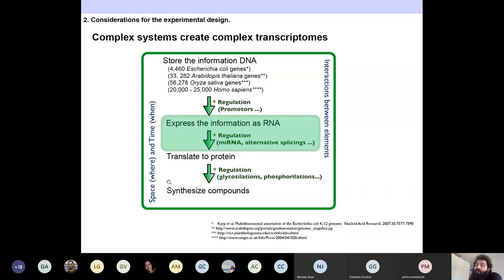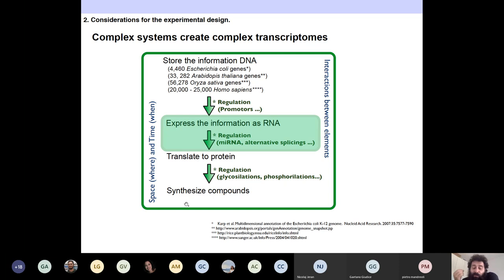And this happens in space and time. That's happening in some specific tissue, in some specific developmental process. But that doesn't happen alone, it also happens in interaction with the environment and with other organisms. So you keep all these things together, that will give you a transcriptome. So the transcriptome now depends on a lot of different things.